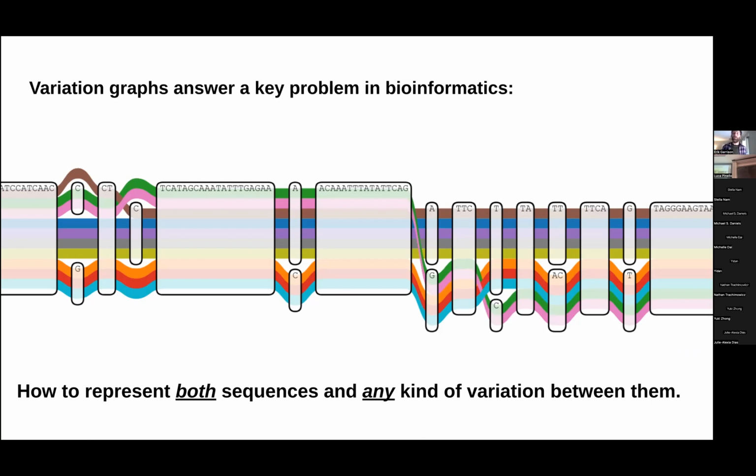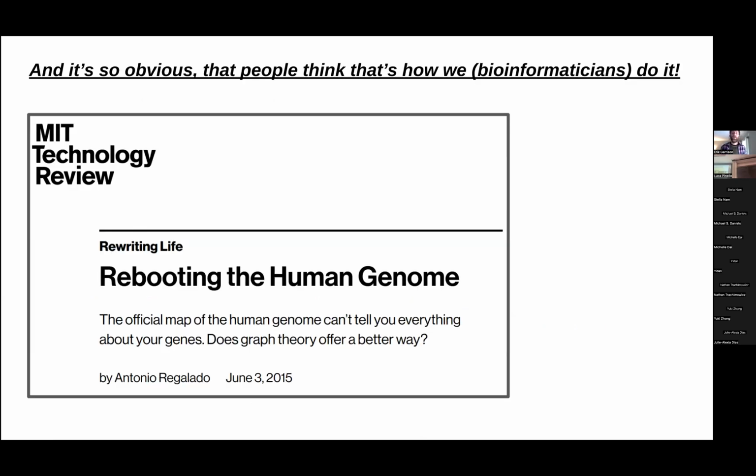And really anything that a piece of DNA can do in evolution is going to be represented in a direct way in this model, and in a way that we can look at, interrogate, and build algorithms on top of to work with. And I really think that this is obvious enough that people just assume that's how we're doing it. Like how do we bioinformaticians work on genomes, right?